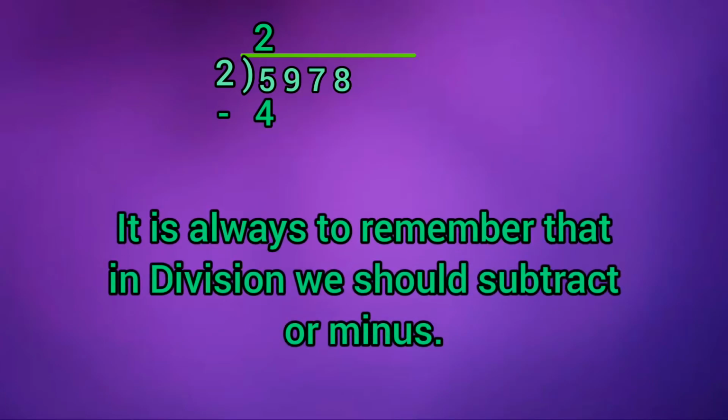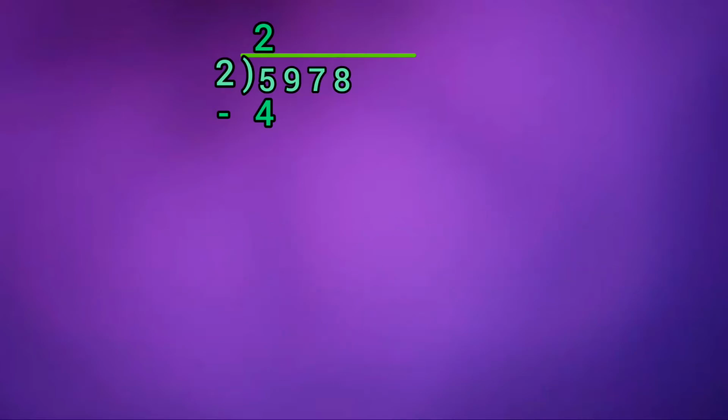It is always important to remember that in division we should subtract, or minus. So 5 minus 4 is equal to 1. Keep 1 on the next line. Bring down the next number after 5, which is 9, next to 1, which becomes 19.